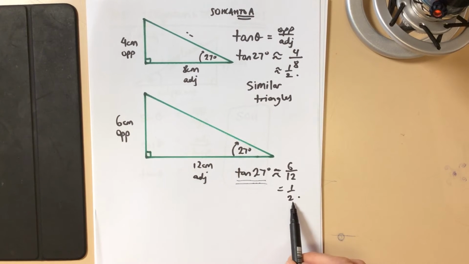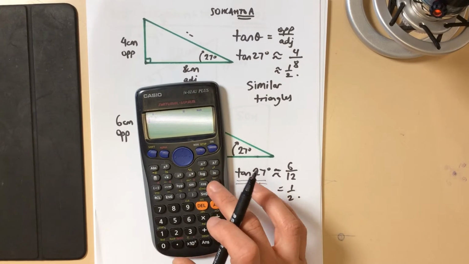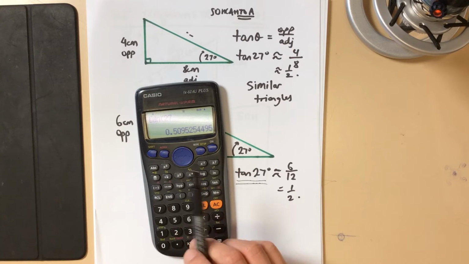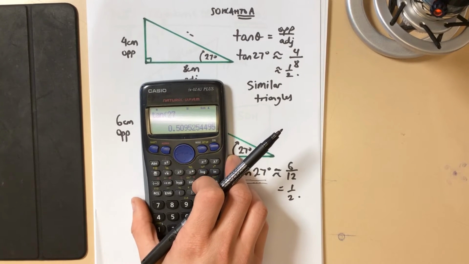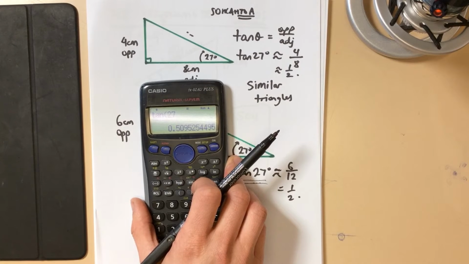Tan 27 is always roughly a half. Now this is really fascinating. Mathematicians know this. In fact, you can get a calculator out and say tan 27, and you don't get exactly a half, but you get very, very close. So we can take advantage of this to work out some different side lengths and angles.